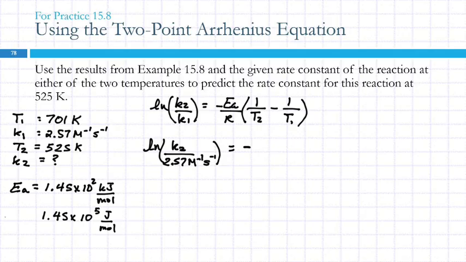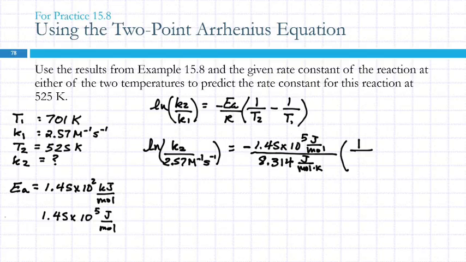So negative 1.45 times 10 to the 5th joules per mole divided by 8.314 joules per mole Kelvin. T2 is 525. T1 is 701.